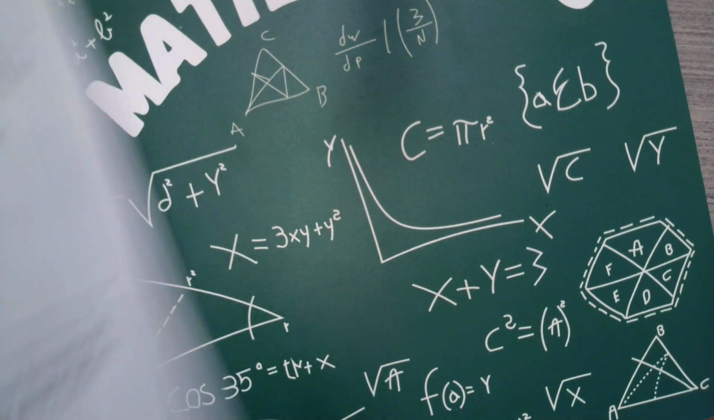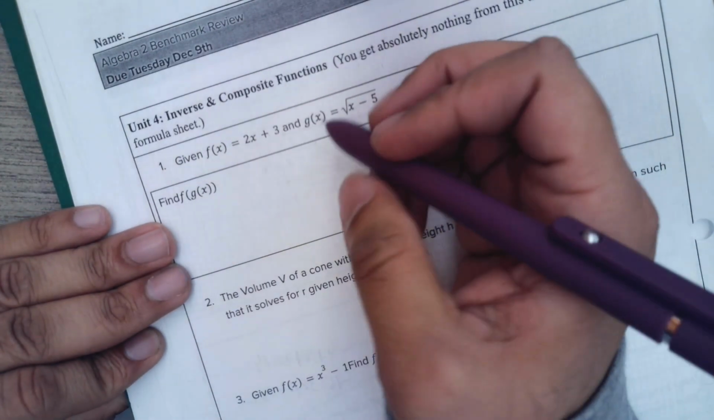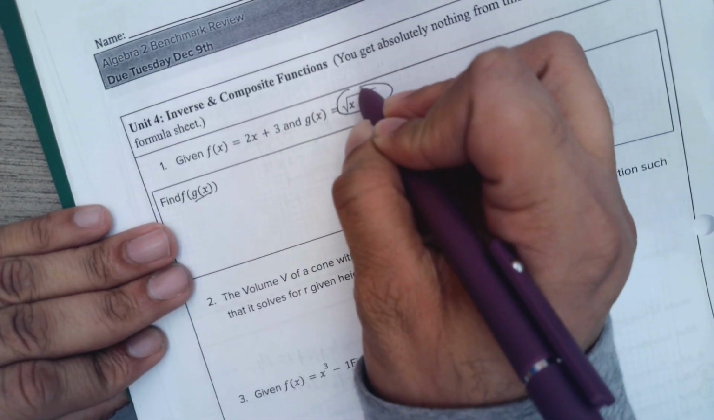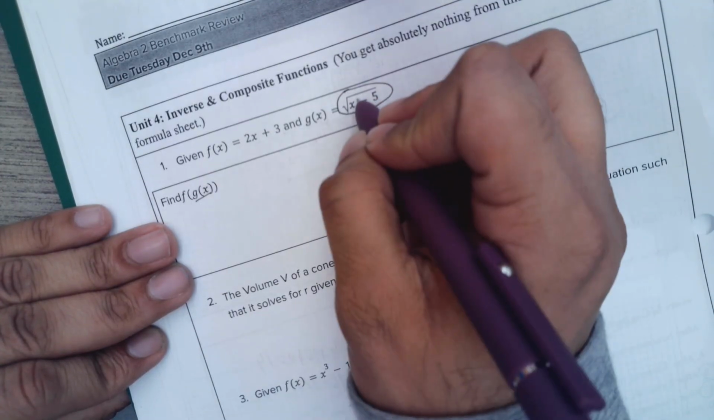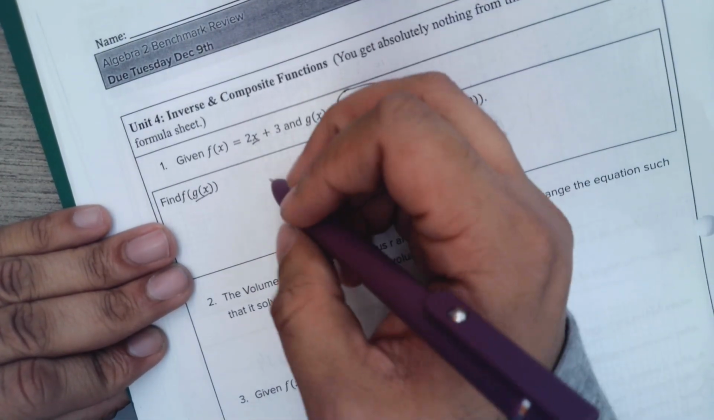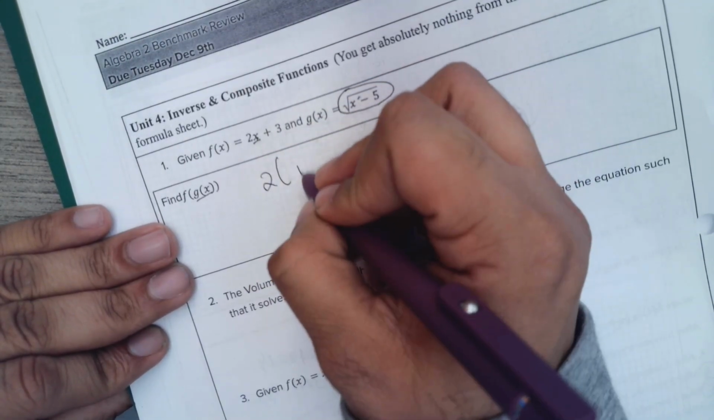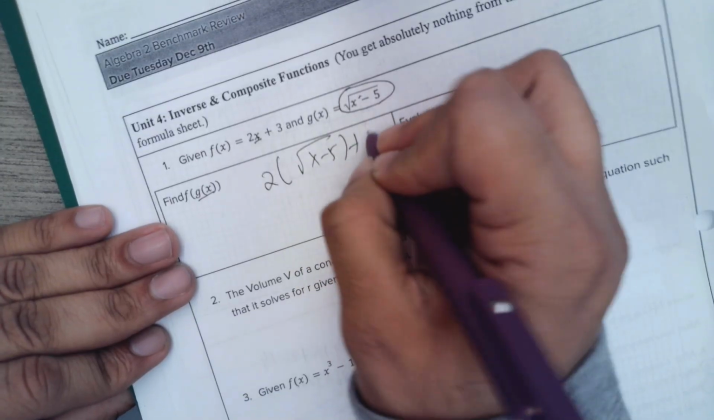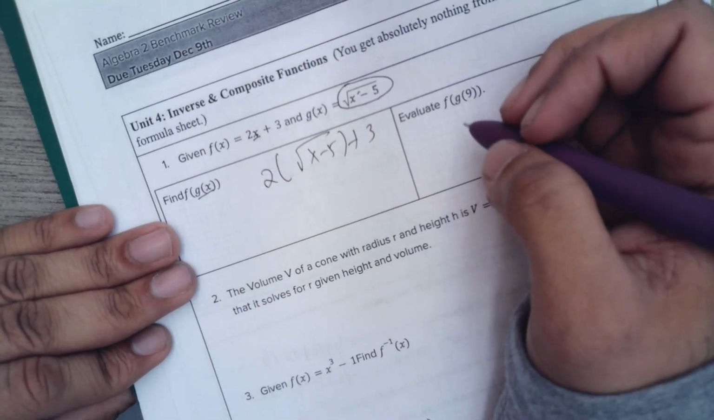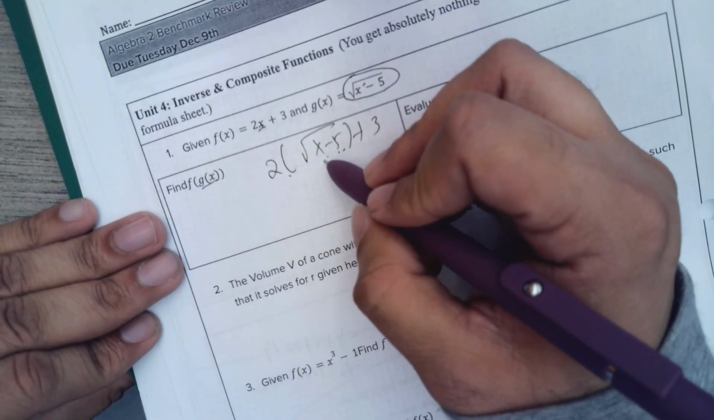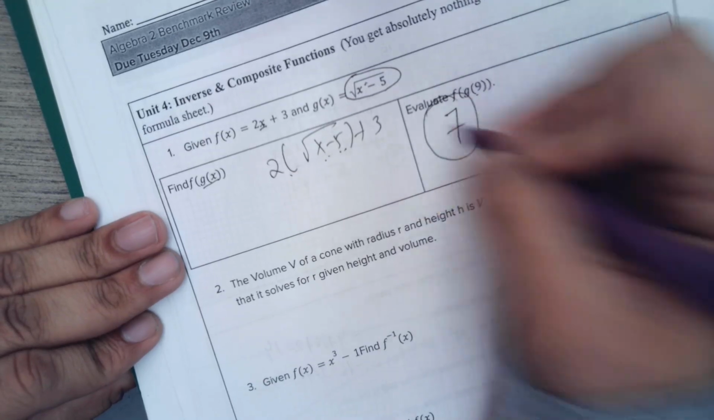Alrighty, unit 4. I'm gonna do all the things here itself, so it's just one video, so it's easier to upload. F of g of x. See, g is inside f, so you're gonna have to write this instead of x here. So 2, I see an x, so I'm going to replace that with square root of x minus 5 plus 3, and I'm done. That's it. No more simplification needed. Plug in 9. 9 minus 5, 4. Square root of 4, 2. 2 times 2, 4. 4 plus 3, 7.